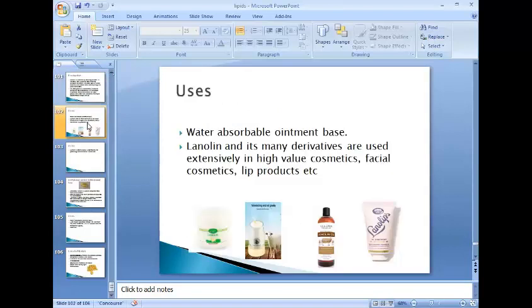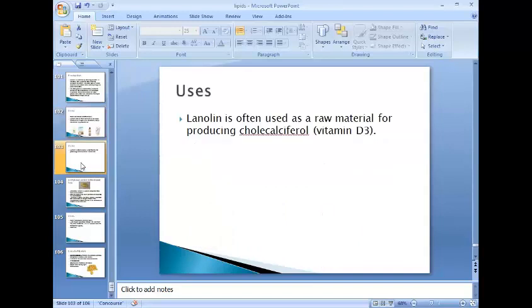It is used as a water-absorbent ointment base. It has many derivatives which are extensively used in high-value cosmetic products. As such, it is also used in cosmetic products, in facial cosmetics and lip products, even in skin and hair products. It is also used as a raw material for producing vitamin D3.